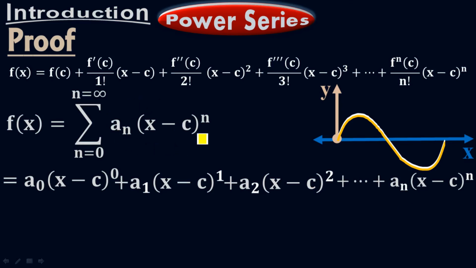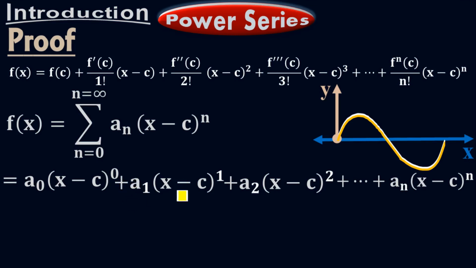Look at what this equation means. It is the summation of a sub n into x minus c to the whole n. The sigma means the summation of this stuff, where the n value starts from 0 up to infinity. Let's start at n equals 0. Just plug n equals 0 here to have a sub 0 into x minus c to the whole 0. And then n equals 1 to have a sub 1 into x minus c to the whole 1. And then at n equals 2, plug in 2 here and here to have plus a sub 2 into x minus c to the whole 2, plus so on.